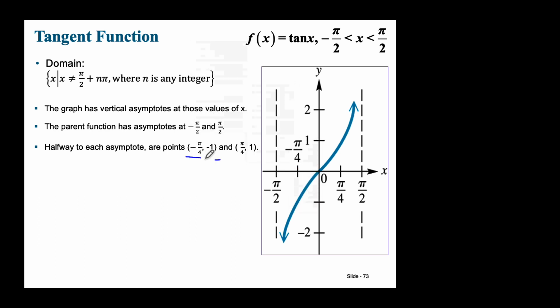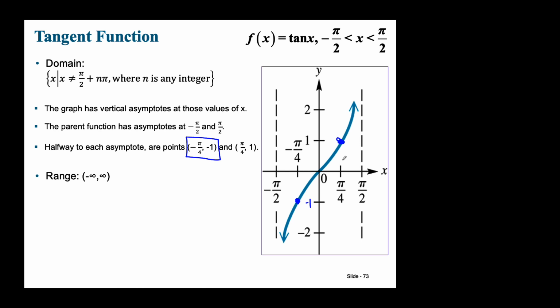All right, so this point right here is halfway to the asymptote. It's at negative pi over 4 and down to negative 1. I think it's valuable to see the height of tangent at that halfway to the asymptote. It is negative 1. And halfway to this asymptote, the height of tangent, or its value, will be up at positive 1. Then it approaches the asymptote, as you can see.